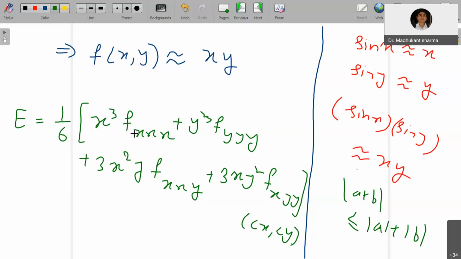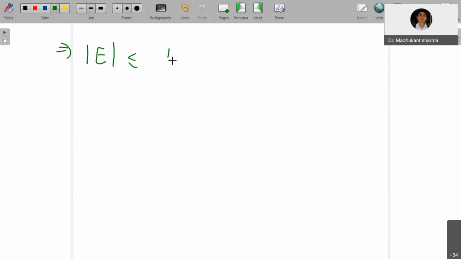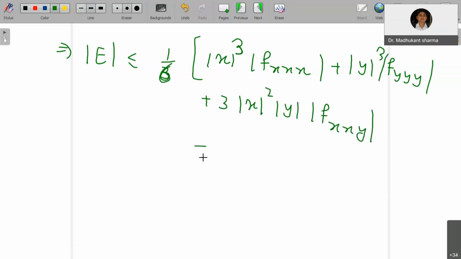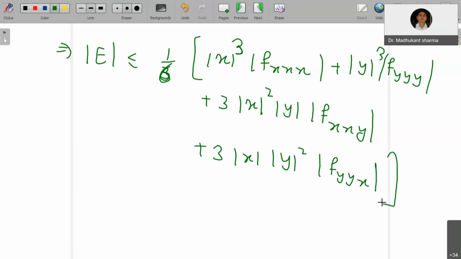Okay, so I'm straightforwardly using this now. So mod e is less than or equal to 1 by 6 times mod x cube mod f_xxx plus mod y cube mod f_yyy plus 3 times mod x square mod y mod f_xxy plus 3 times mod x mod y square mod f_xyy. So 2 times with respect to y. It is easy to follow once you have done practicing.